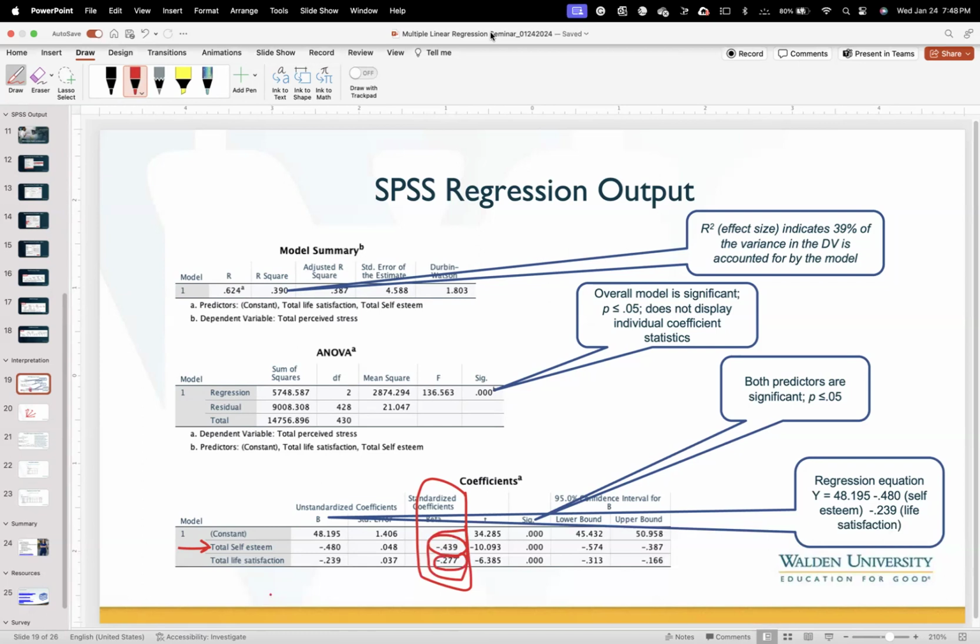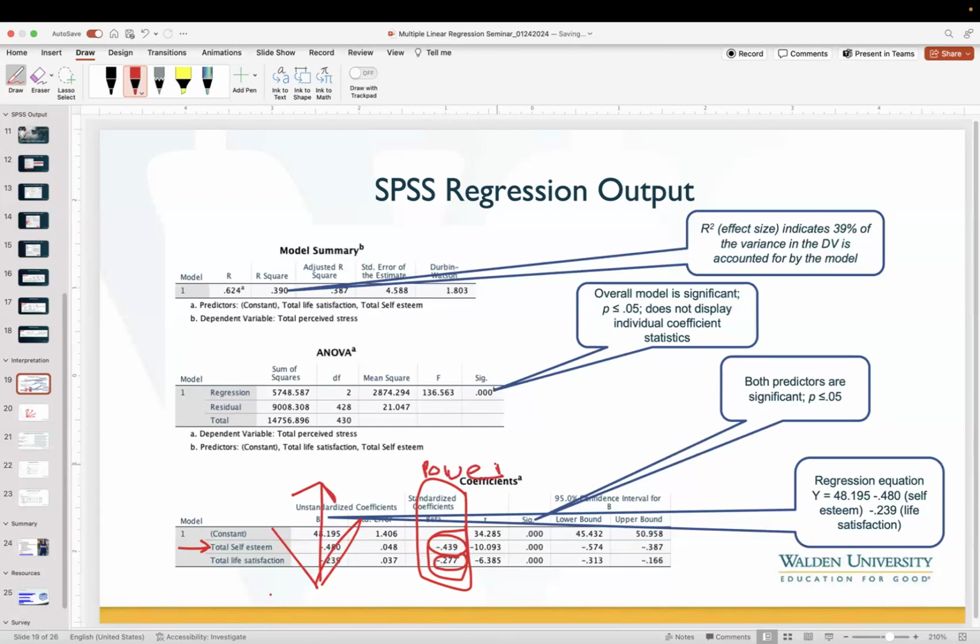By absolute value. Don't worry about the negative or the plus signs. What's the strongest predictor? Self-esteem. Because the standardized coefficient tells you that. The unstandardized lets you know the rise or the fall. This lets you know the power of the specific coefficient. Makes sense.